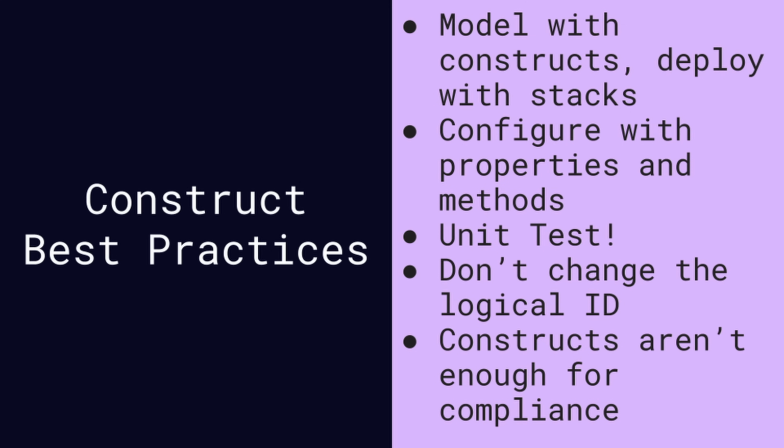For construct best practices, you should be building constructs of your logical units of code. If you consistently build websites with S3 buckets, API gateways, and lambdas, make that a construct, and then use the construct in your stack.